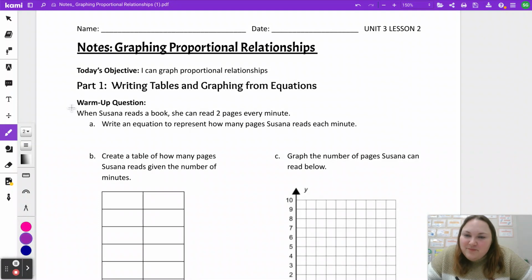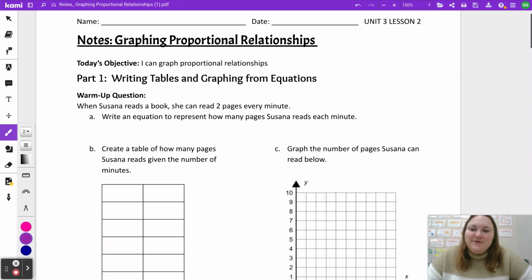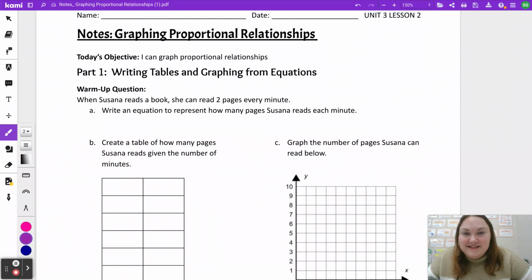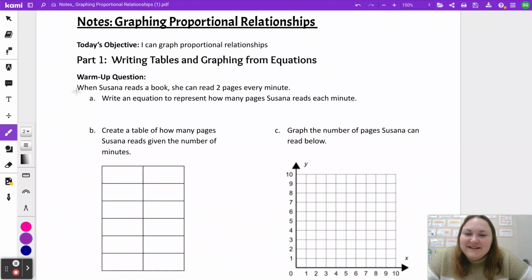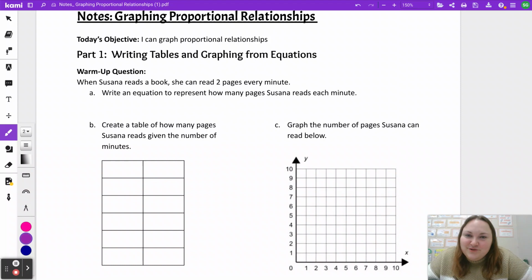For the warm-up question, this part here comes from yesterday's lesson. If you have not watched that video on independent and dependent variables, you should watch that first. In that lesson we talked about, based on a situation, can you write equations, create tables, and create graphs to go with that story? Go ahead and use what you learned in yesterday's lesson to help you with this warm-up question. Pause the video now to try it, and then come back to get the answer.